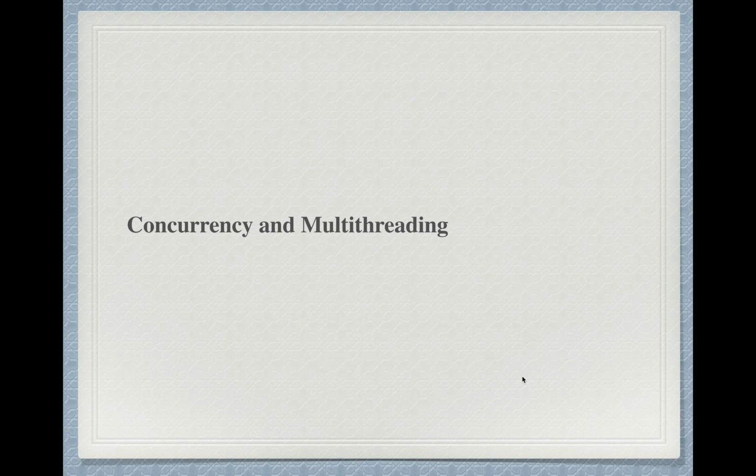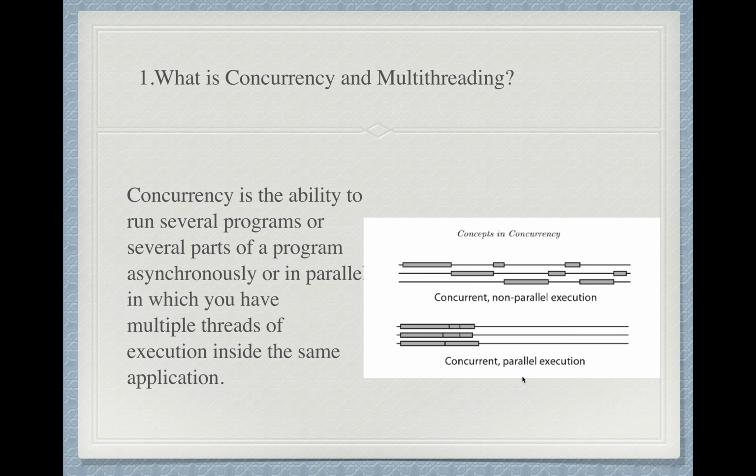Let's talk about concurrency and multithreading. First, what is concurrency and multithreading? Concurrency is the ability to run several programs or several parts of a program asynchronously or in parallel, in which you have multiple threads of execution inside the same application.